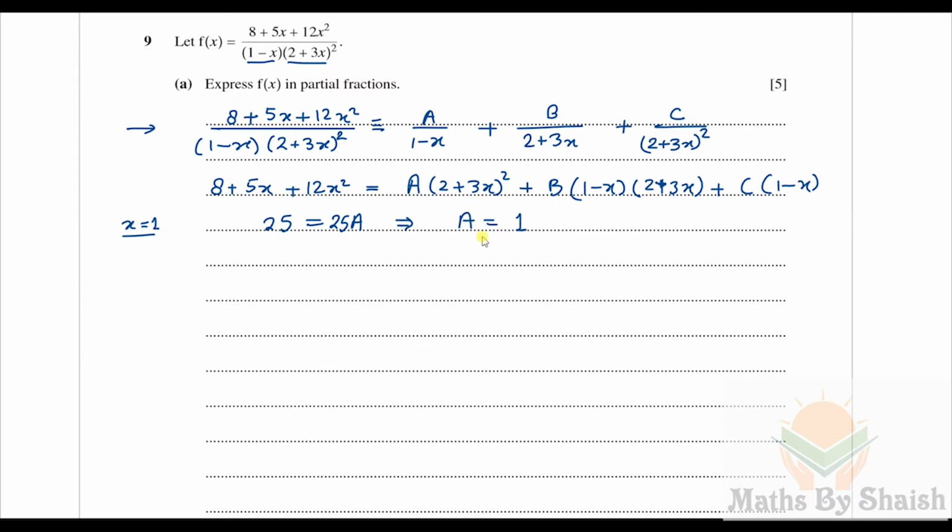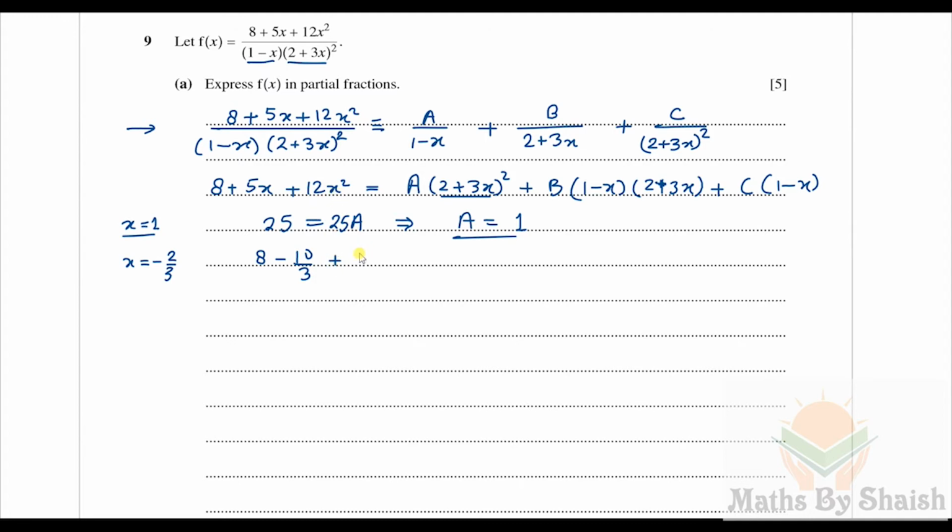Now we will put x is equal to, or we can get directly the value of c. If we put this as 0, that is x is equal to minus 2 by 3. So x is equal to minus 2 over 3, and it's a little bit complicated, but that is going to give you the value of c directly. So 8, and it is 2 into minus 5 into minus 2 over 3, that is minus 10 over 3, and plus 12 into x square, that is 12 into 4, 48 over 9.